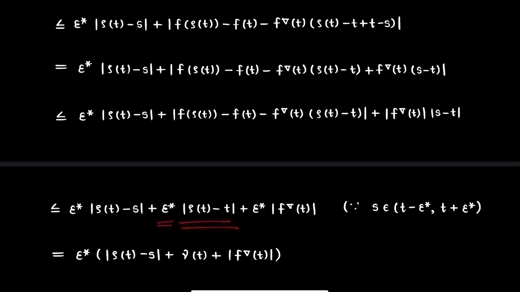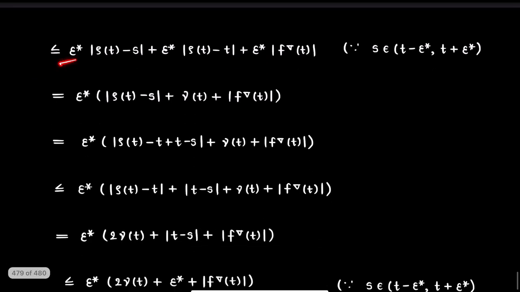Now again note that s is a number in the interval (t minus epsilon star, t plus epsilon star). So basically modulus of s minus t is the distance between s and t. So the distance between s and t will be strictly less than epsilon star since s is a member of this interval. So we get this whole term. Now from here we can take epsilon star common. So we get epsilon star multiplied by modulus of ρ(t) minus s, plus ν(t), plus modulus of f^∇(t).